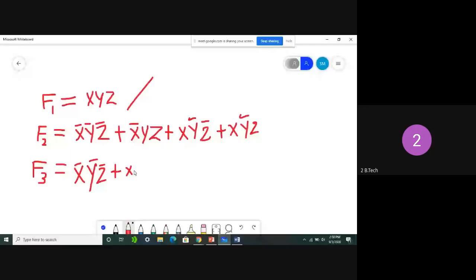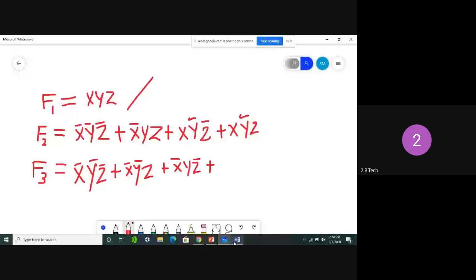Next one, only z is high. Only z is high in the sense x bar, y bar, z. Next, only y is high. That is x bar, y, z bar.